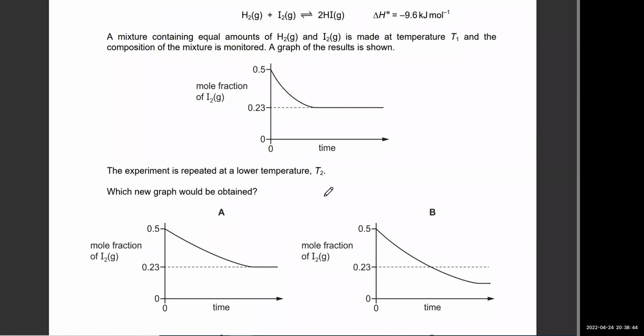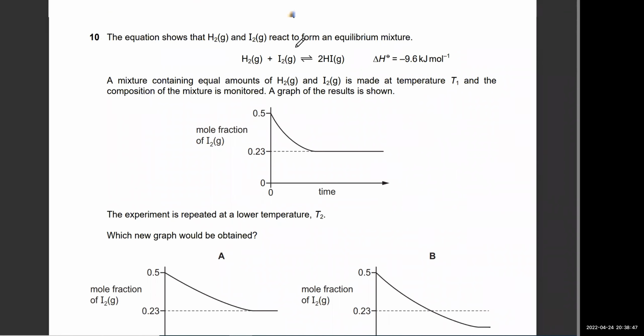First thing, if you have a lower temperature, which one would be favored, forward or backward? Forward. Okay, the forward exothermic reaction is favored at lower temperature. So what would be the mole fraction of I2? There would be less I2, right? I2 decreases, because the I2 gets used up.